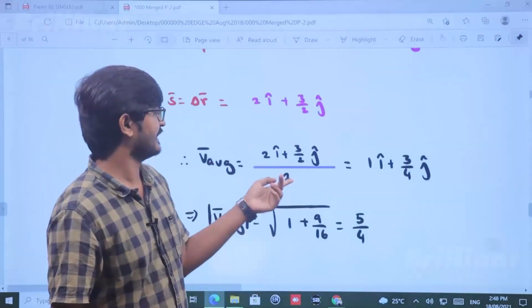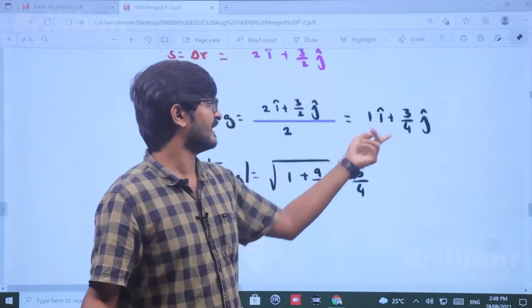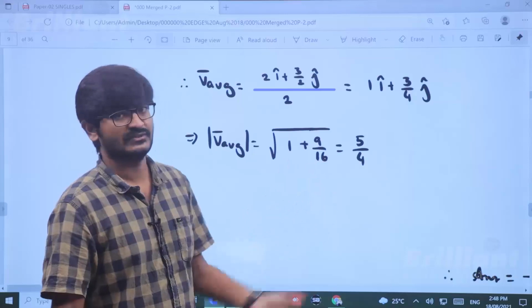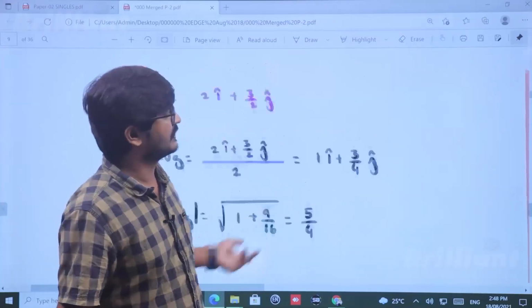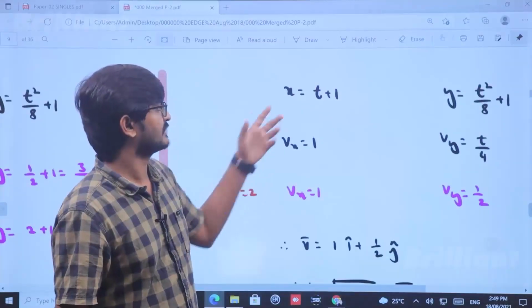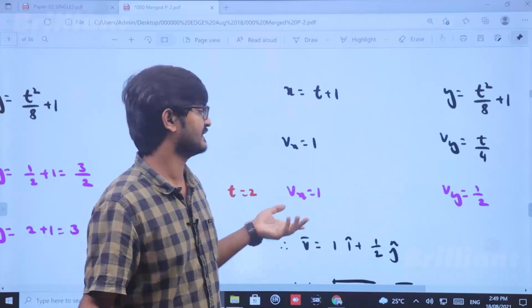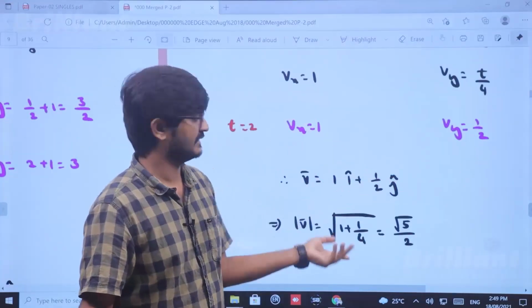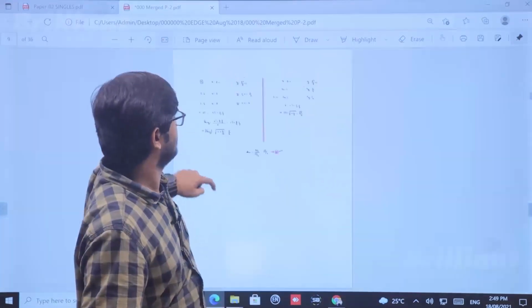So displacement by time taken, that will give us average velocity in vector form. So if you want to find the magnitude, it will turn out to be 5 by 4. This is the average velocity. Now you have to find other thing also, instantaneous speed at t equal to 2. So x coordinate, y coordinate, velocity along x axis, velocity along y axis. So the resultant velocity will be root of vx square plus vy square, which will be root 5 by 2. You can take the ratio and you can get the answer.